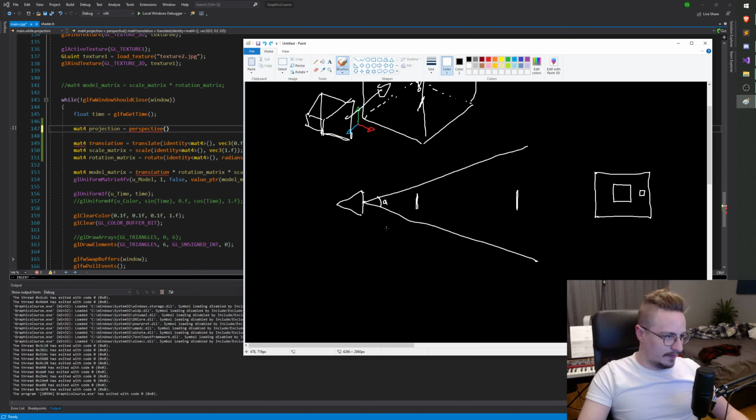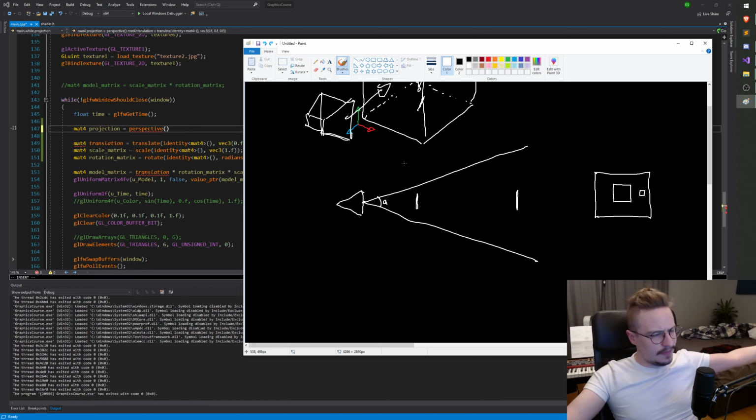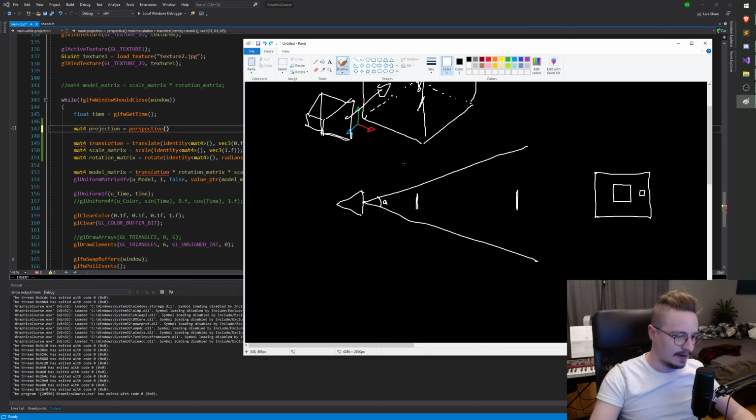So the bigger the field of view, the more stuff gets included in the viewport, and the smaller things will seem on screen. Like stuff proportionately will shrink on the screen.